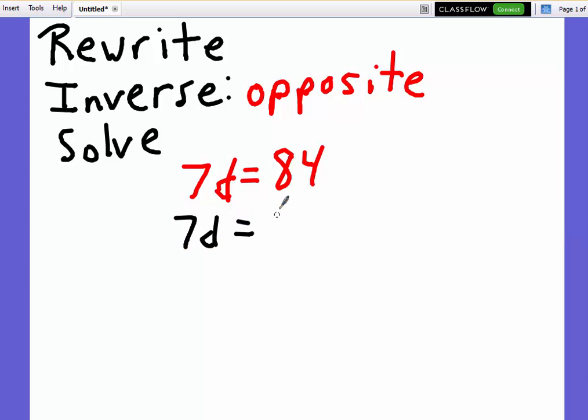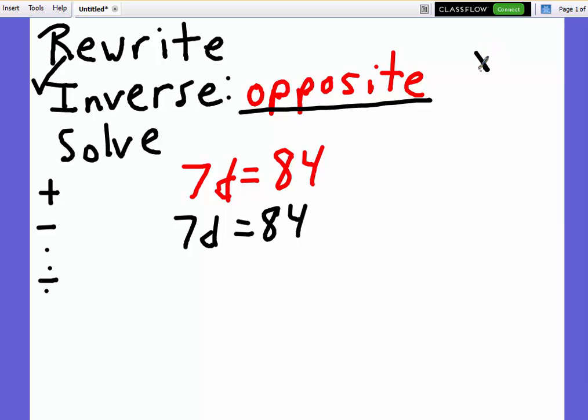7d equals 84. My next step is the inverse, inverse being opposite. So I'm going to ask myself, what math operation do I see? Well, I actually don't see any multiplication, division, or addition signs. So I need to figure out what is going on here. Remember, a variable is any letter next to any other variable, or a variable next to any number, and that's multiplication, like x times y, or this would be 7 times x.